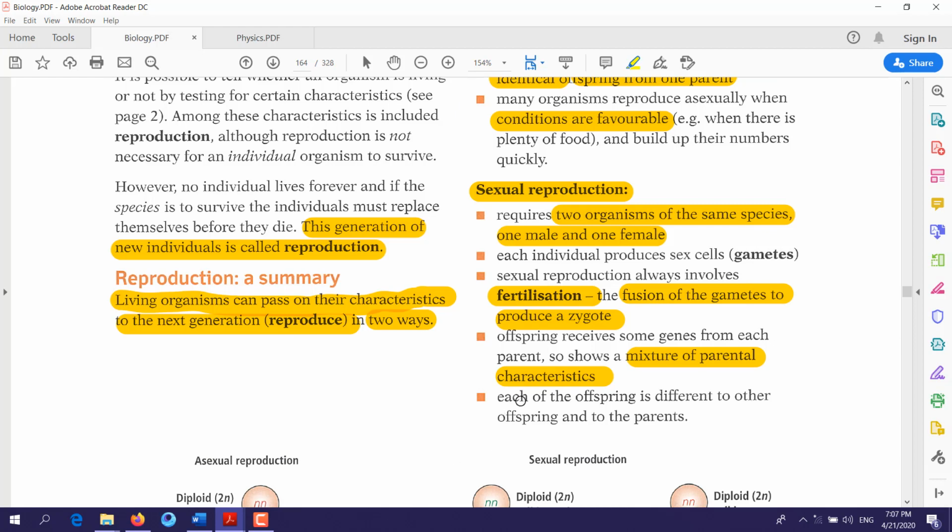Then each of the offspring is different from other offspring and from the parent. Again, in asexual reproduction, we said all the offspring will be genetically identical to the parent. But in sexual reproduction, no. Each offspring will differ from the parents and also will differ from another offspring.